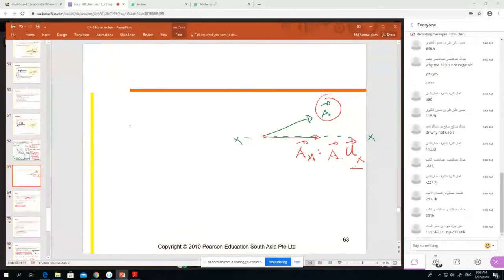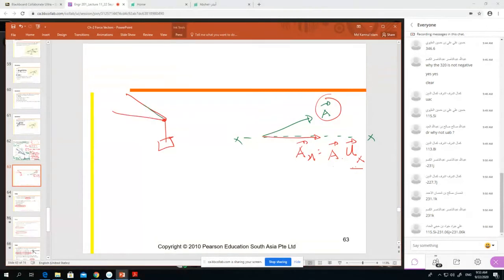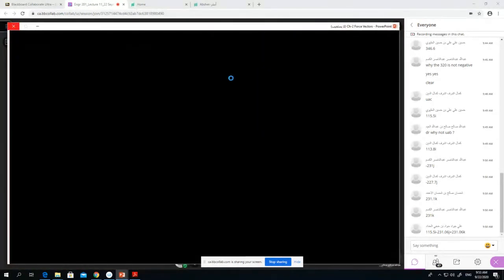Now, Abdullah Saleh, listen carefully. Our problem was like this: one force was working in this direction, FAB, and FAB was 560 Newton in this example. This is the scalar. Now, if you want to find the vector of AB, just wait, please.